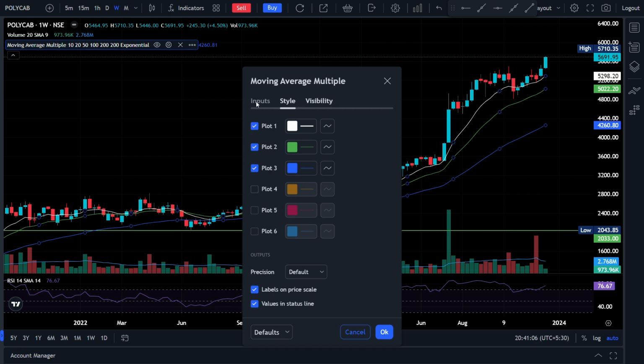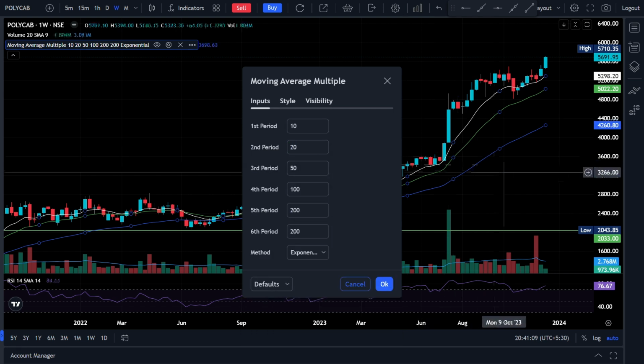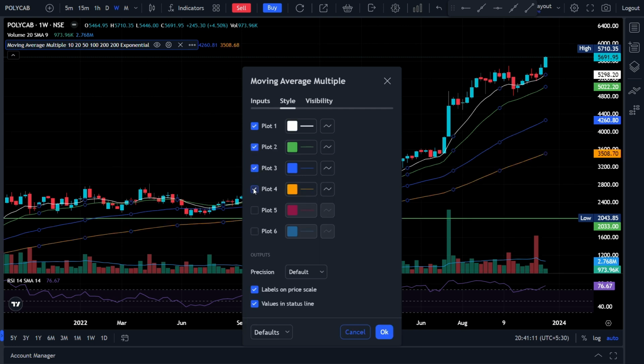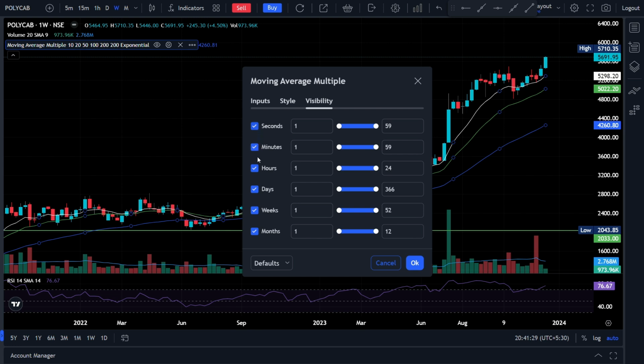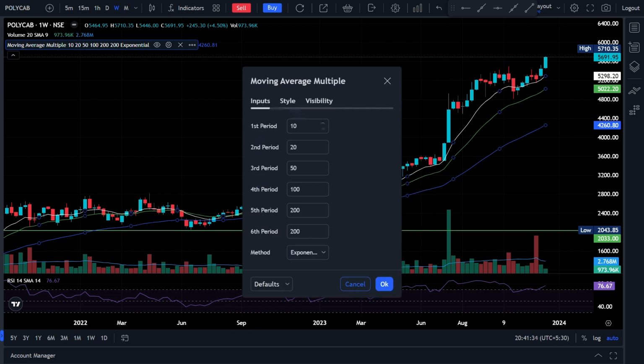So 1, 2, and 3, that is 10, 20, and 50, are being shown right now, and 4 is 100, and 5 is 200. I keep these off because these are usually a bit away from my setups, but I use them if the stock goes below 50 and I need to see where the 100 EMA is. Visibility just means on which time frame charts you want it to be shown. We'll keep them on for all of them.